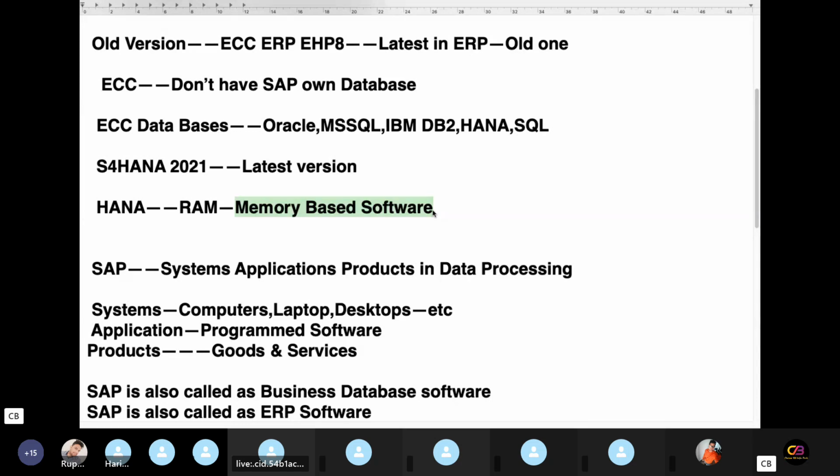SAP stands for Systems, Applications, Products and Data Processing. System means computers, laptops, desktops. Application means programmed software. Product means goods and services.